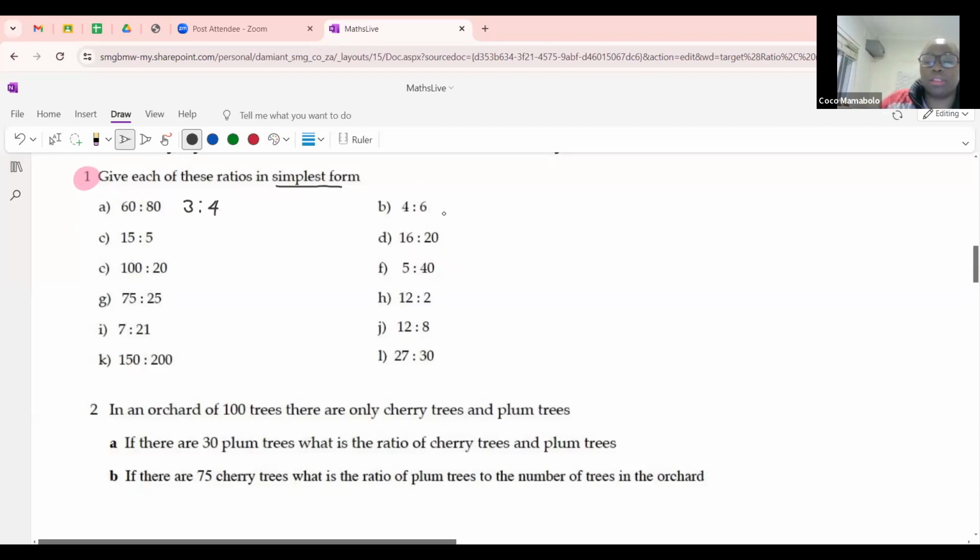What about B? 2 is to 3. Good. And C? 3 is to 1. Excellent. And D? D is 4 is to 5. 4 is to 5. Beautifully done.